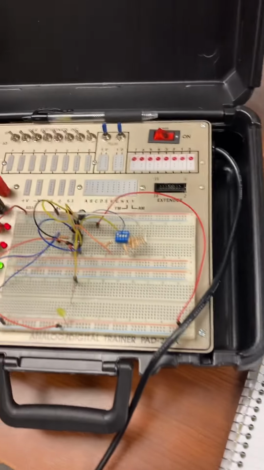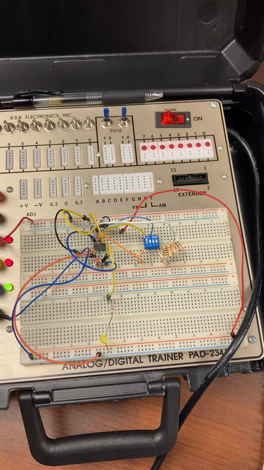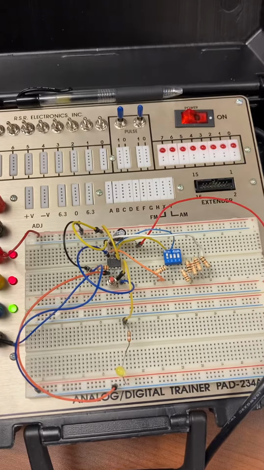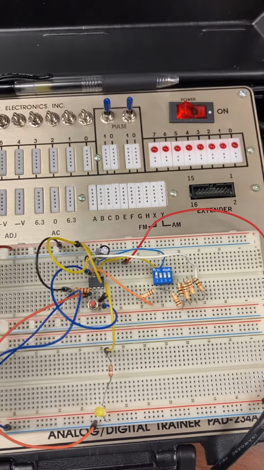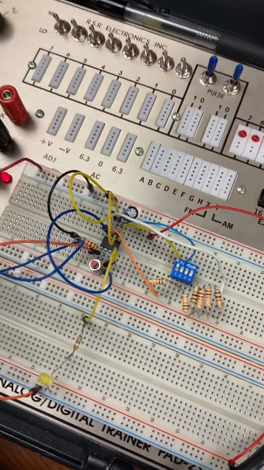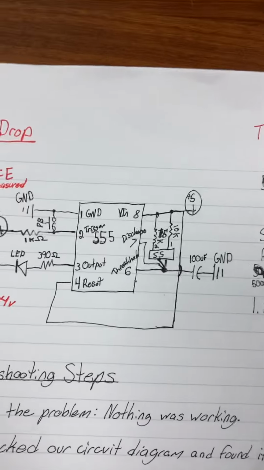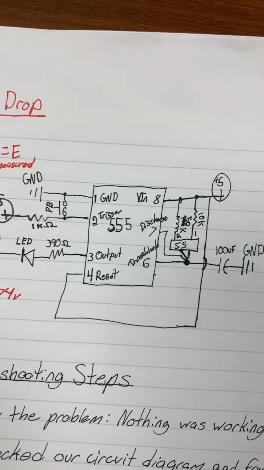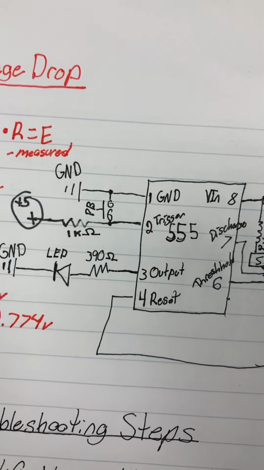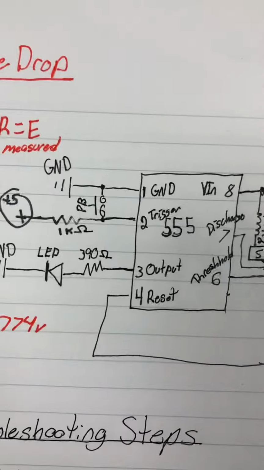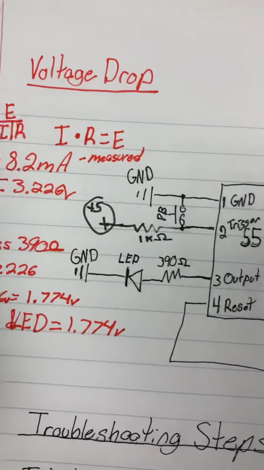We were given a circuit to build, which is a monostable multivibrator with a selector switch to selectively put in 2 different times. Now, here's the circuit diagram of the 555 chip. You can see we got the LED coming out of the output. It goes to the resistor, going to ground.